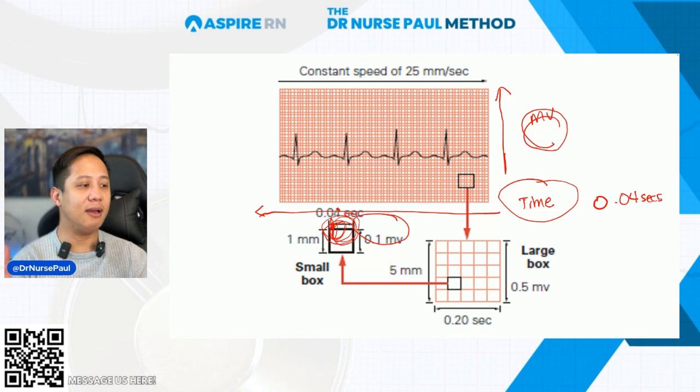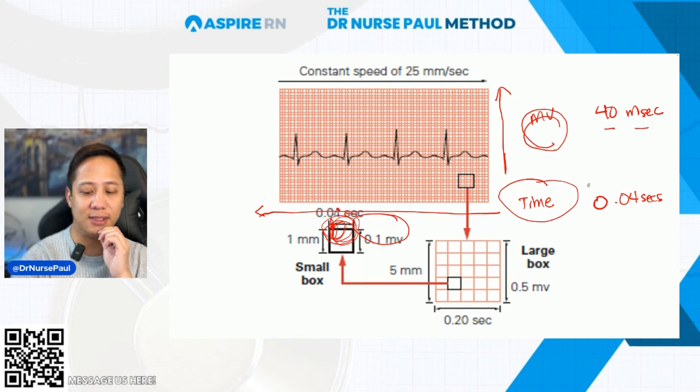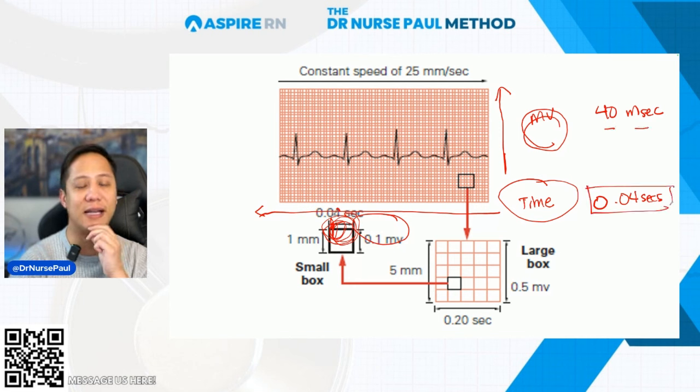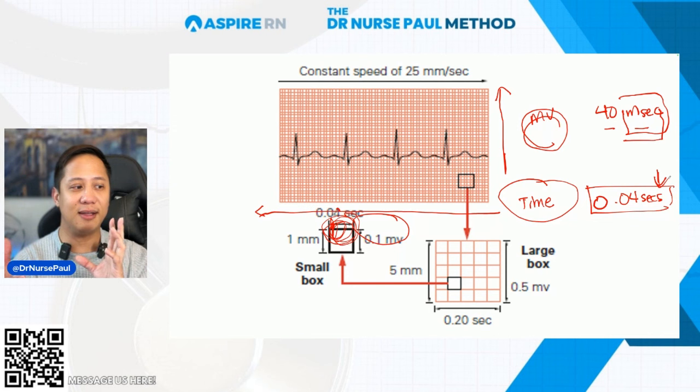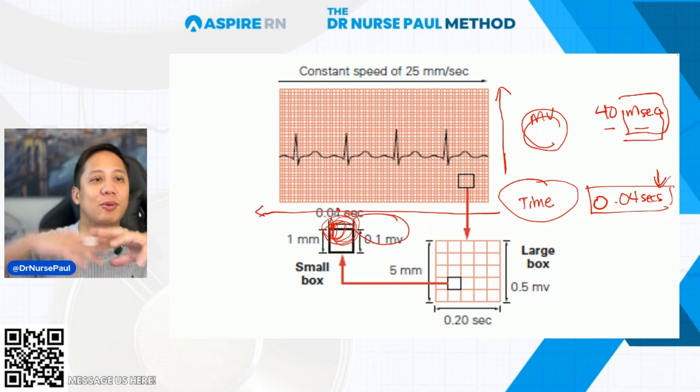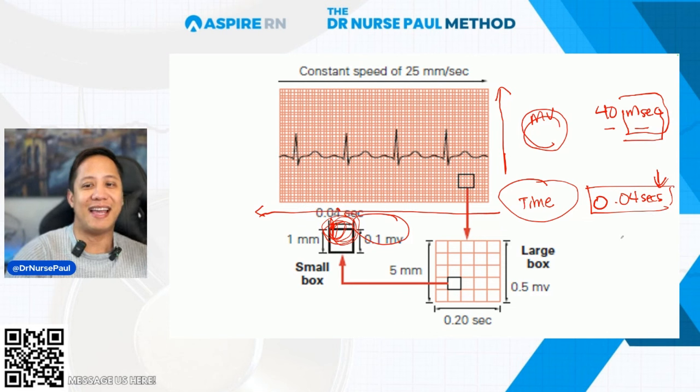If you are using an EKG machine, it might tell you the milliseconds. How many milliseconds is 0.04 seconds? Anyone know? 0.04 is 40 milliseconds. But for consistency, we're going to use seconds, because it's easier to understand seconds and minutes, and heart rate is computed by minute. Otherwise, we're going to be computing a lot. People get confused a lot with millisecond, second, and minute.